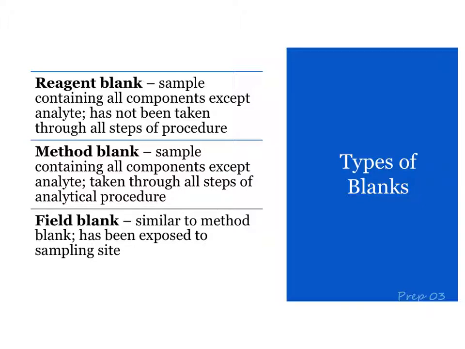There are three types of blanks that help us determine the robustness of our analytical methods. A reagent blank is the simplest type of blank to prepare, as it contains all components except for the analyte. A better choice is to prepare a method blank. This blank is the same as the reagent blank, except it's been taken through all the steps in the analytical procedure. Our most rigorous type of blank is the field blank. This blank is the same as the method blank, except it's also been exposed to the testing site.